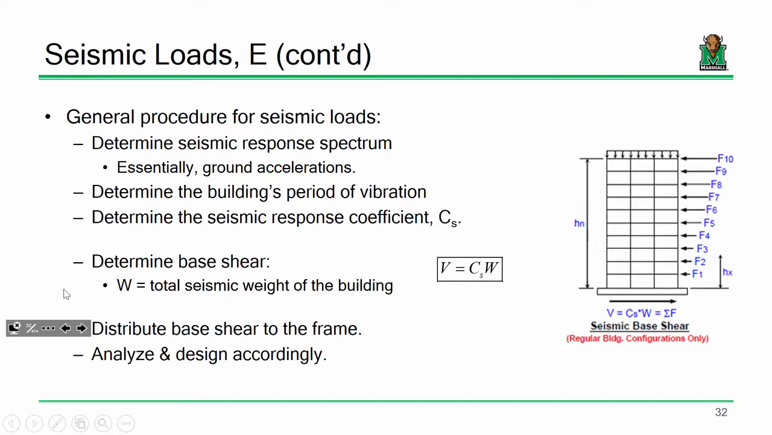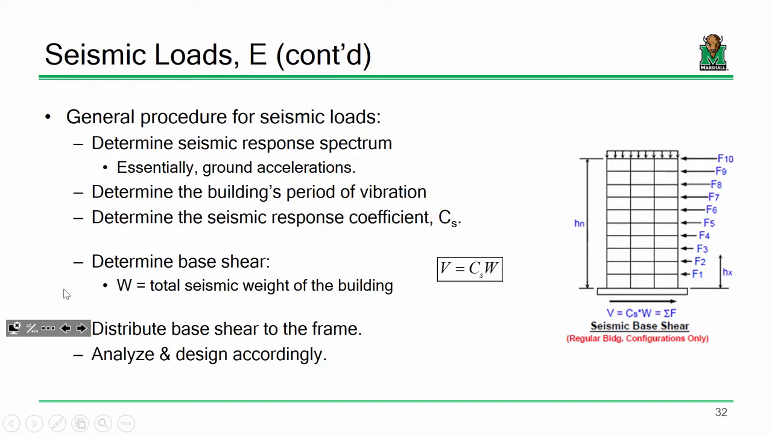The first thing you have to determine is what's called the seismic response spectrum, and that's a really fancy term for just your ground accelerations, which is going to be a function of where you're at. You're going to have different ground accelerations in Huntington than you would in, say, Los Angeles. Los Angeles is going to have much larger ground accelerations just because it's a higher seismic zone. You're then going to have to determine the building's period of vibration, which we'll talk a little bit about next time, but basically it's how the building naturally wants to vibrate under a free vibration event.